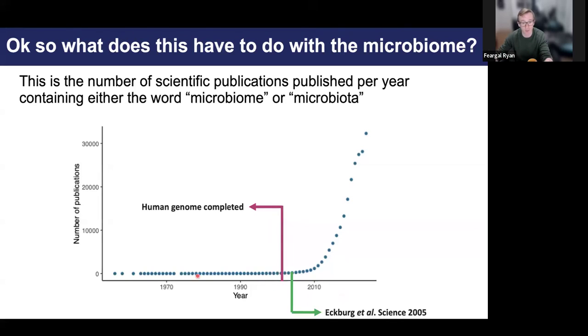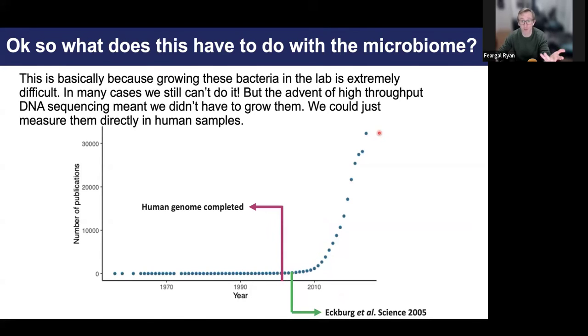And so back here, it was kind of in the tens of papers, into the dozens of papers, maybe starting to get into the hundreds. And now we're looking at on the orders of 20 to 30,000 per year. And it's really because growing these bacteria in the lab is extremely difficult. In many cases, we still can't do it, and we know what these bacteria are. But DNA sequencing means we don't have to grow them. We can just measure them directly in human samples.